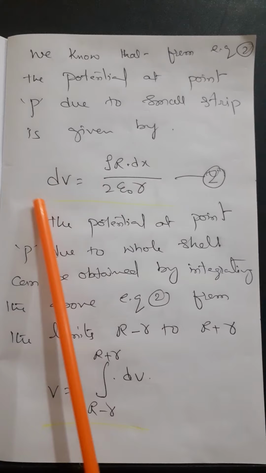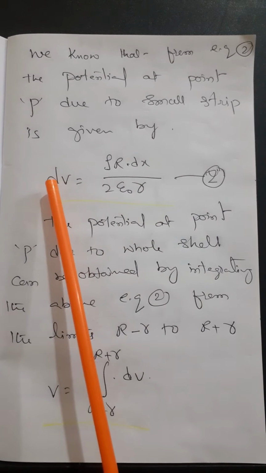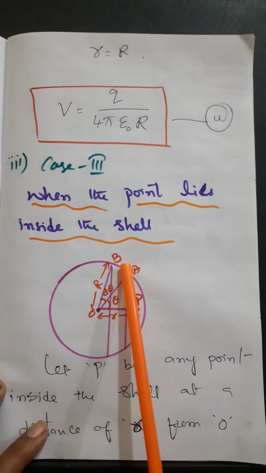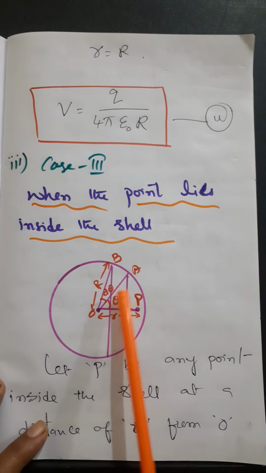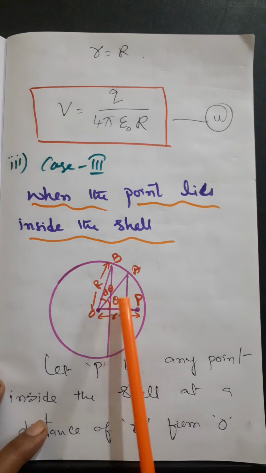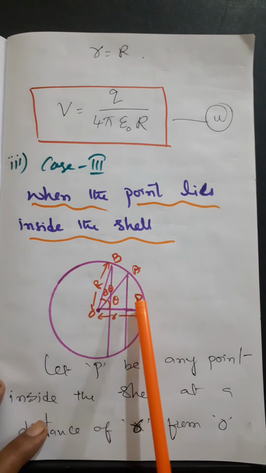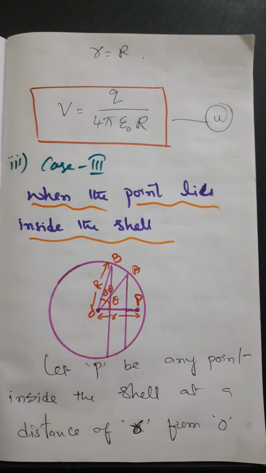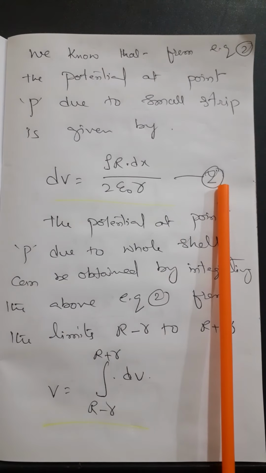By this equation, a similar situation applies: the shell is divided into small strips. First of all, we consider one strip, and we calculate the thickness of this strip, the area of the strip, and the charge on the strip. Next we calculate the potential at a point P due to the small strip. That value we already calculated, which is nothing but equation number 2.